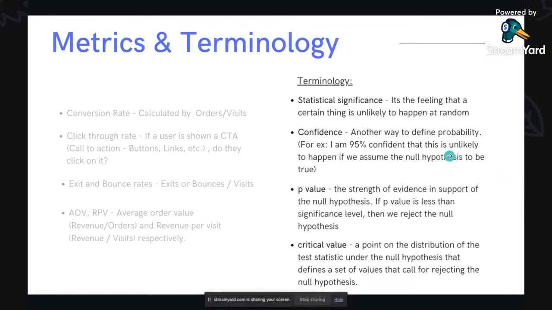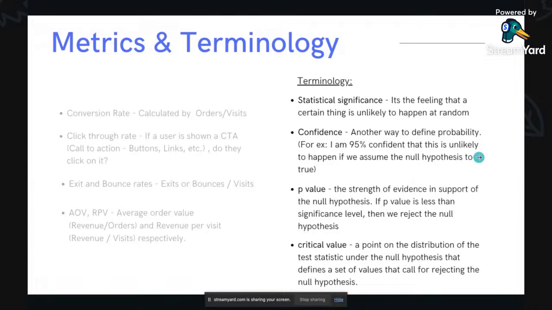Coming back to the terminology, these are some of the terminologies that are really important for us to go into the sections ahead. Statistical significance, again, as I mentioned, is a feeling that a certain thing is unlikely to happen at random. And for this scenario, it's basically for us to say that now we can statistically say that this thing that is happening is really, really rare to happen, and so it's highly unlikely. And we don't have enough confidence to say that.